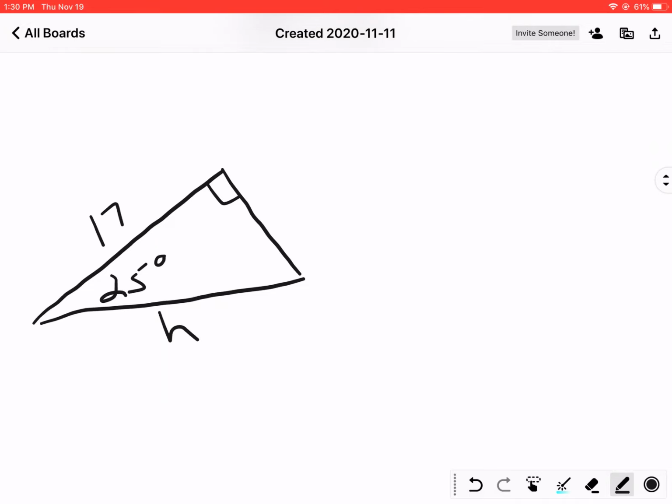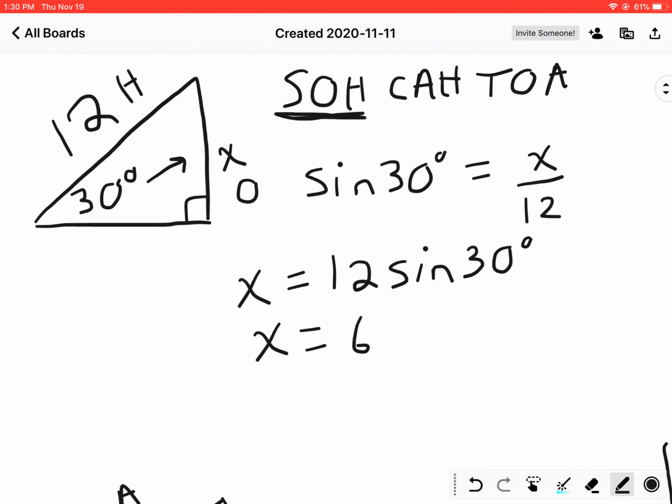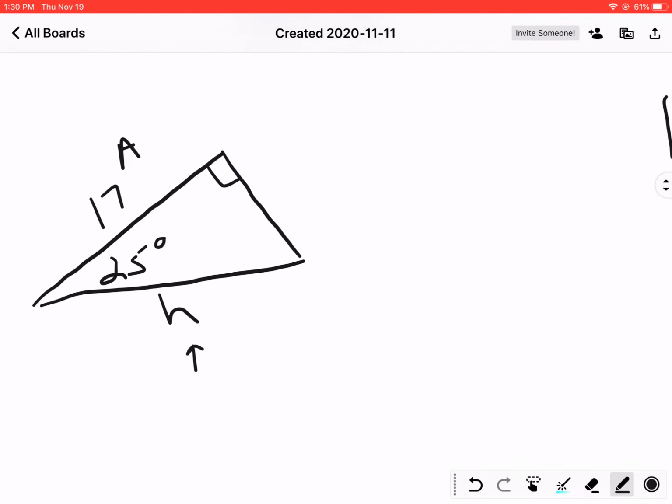Compared to that angle, I've got the hypotenuse and I've got the adjacent. Well, adjacent and hypotenuse, I'll go back up to the top here. That's going to be cosine this time. See the A and the H there. So I'm going to write down cos of 25 is adjacent over hypotenuse.